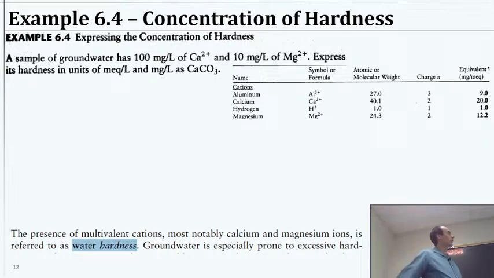This is an example that we can work. So we have a sample of groundwater, has 100 milligrams per liter of calcium and 10 milligrams per liter of magnesium. Then we're asked to express its hardness in units of milliequivalents per liter and milligrams per liter, both per liter, as CaCO3. Okay, so I want to go ahead and just start us there, get our brains in motion.